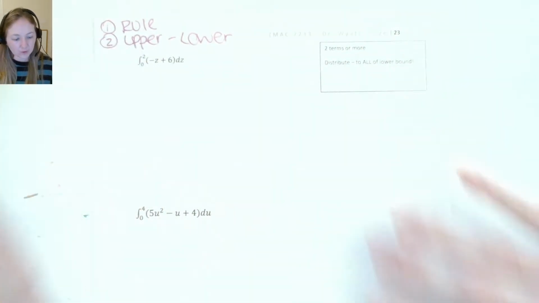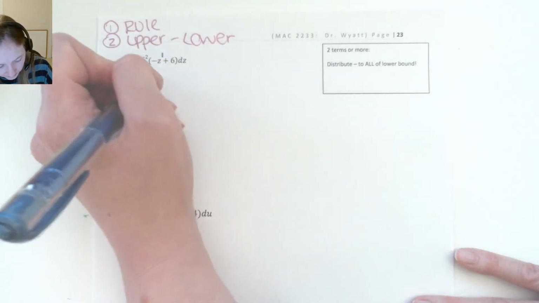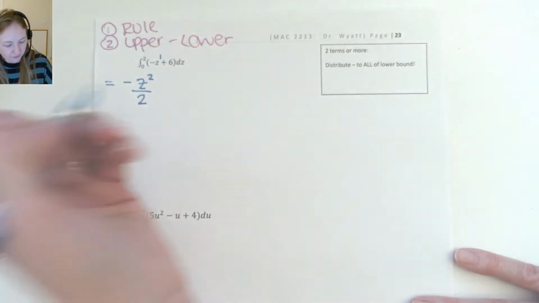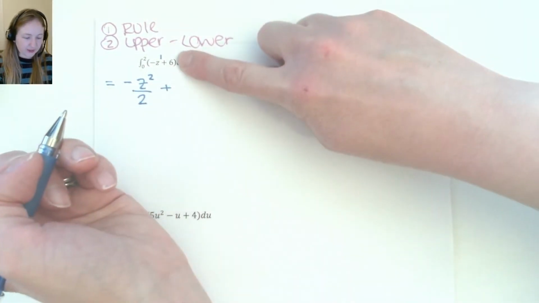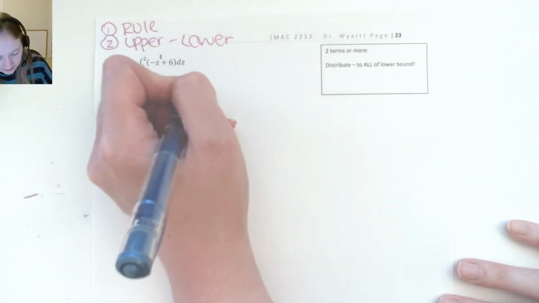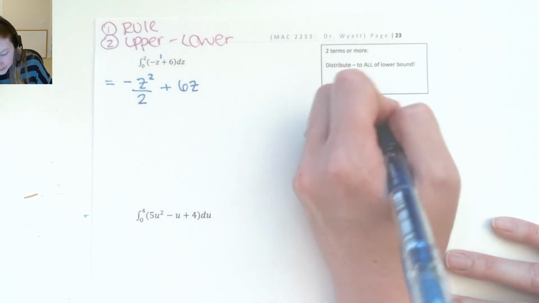So the negative z will go to add 1 to the exponent, so negative z squared over the new exponent of 2. And then the plus 6 is a standalone constant, so we're going to add on to that. That will give us a 6z. And here we're not going to write the plus c.